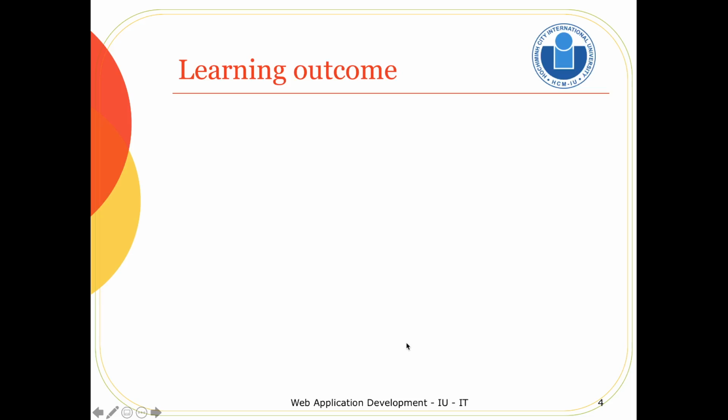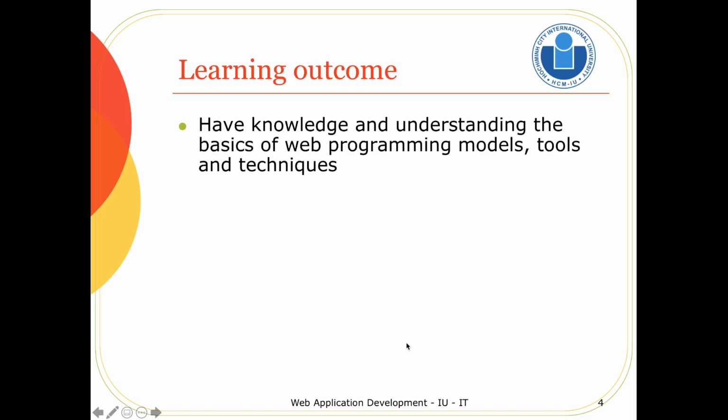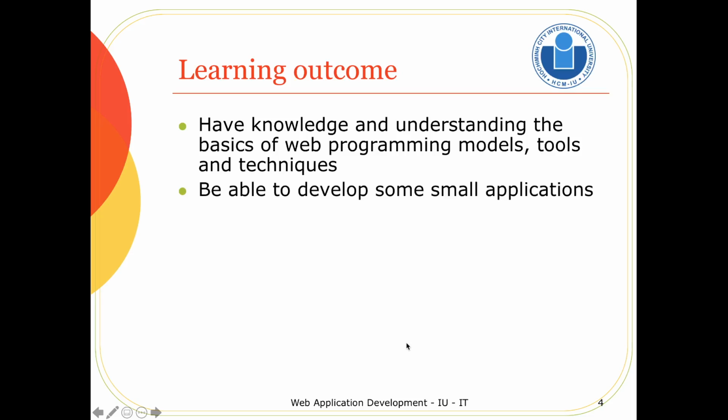The second, learning outcomes, right? When you study this course, you have some learning outcomes as follows. The first, have knowledge and understanding of the basics of the web programming model, tools and techniques. It means you just focus on one technique, for example, Java framework, right? But you can study yourself about the .NET framework and the others.